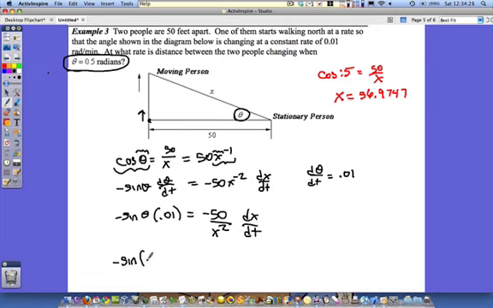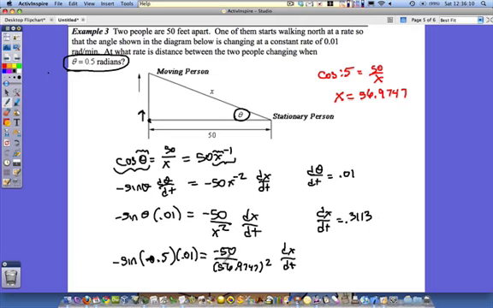Negative sine of 0.5, because that's our snapshot, times 0.01 equals negative 50 over 56.9747 squared times dx/dt. So now you figure all that out, figure out what dx/dt is, and that's just some algebra, which you can do. dx/dt ends up being 0.3113. That's if you compute all this stuff out.